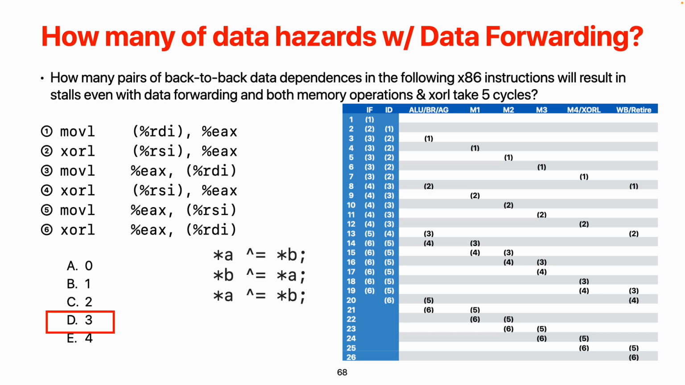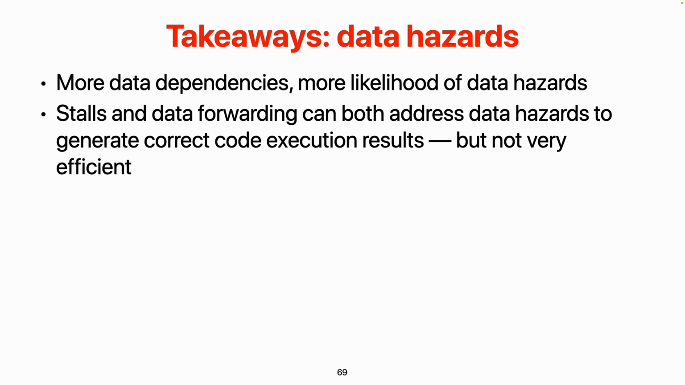That's why code optimization is sometimes difficult, because you cannot make assumptions regarding what your pipeline looks like, even though it's the same series of processors. But here, at least we know that these 6 instructions take 19 cycles, so that's why this piece of code is not outperforming. Stalling and data forwarding can both address data hazards to generate the correct execution result, but are not very efficient, only to a very limited degree. So next week, we are going to talk about a better solution for it.